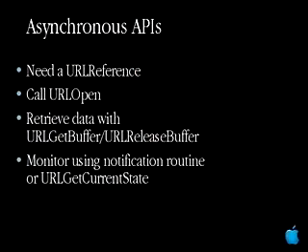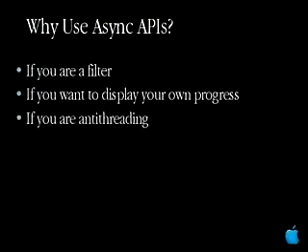Now there's 2 ways to monitor an asynchronous download. You can either use a notification routine, which is the preferred method, or if you insist, you can poll with URL get current state. Now why would anyone want to use the asynchronous APIs? If you can't think of a reason, here's a couple. If you're a filter is a very good reason. For example, if you're a web crawler and all you do is parse the HTML that you receive for more URLs and then go and download those, you can consume the data before the data is completely downloaded. This is a very good reason to use the asynchronous APIs.